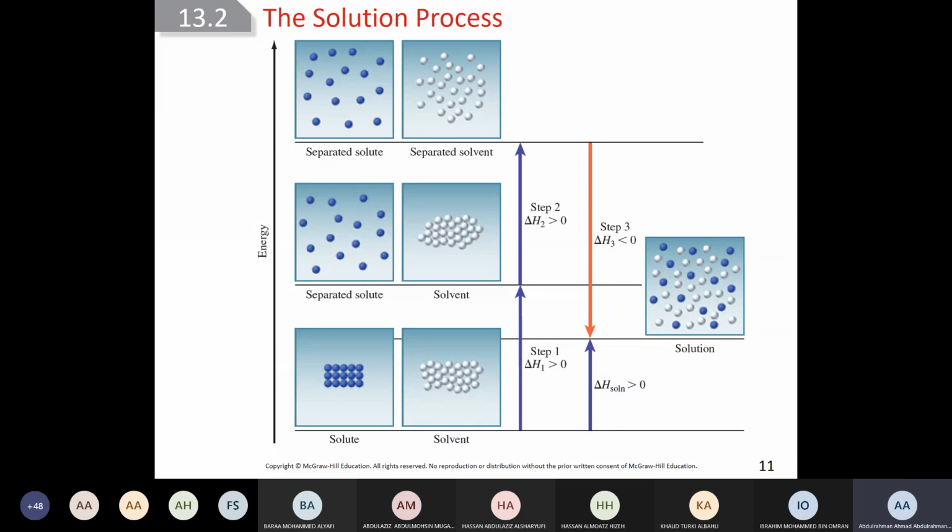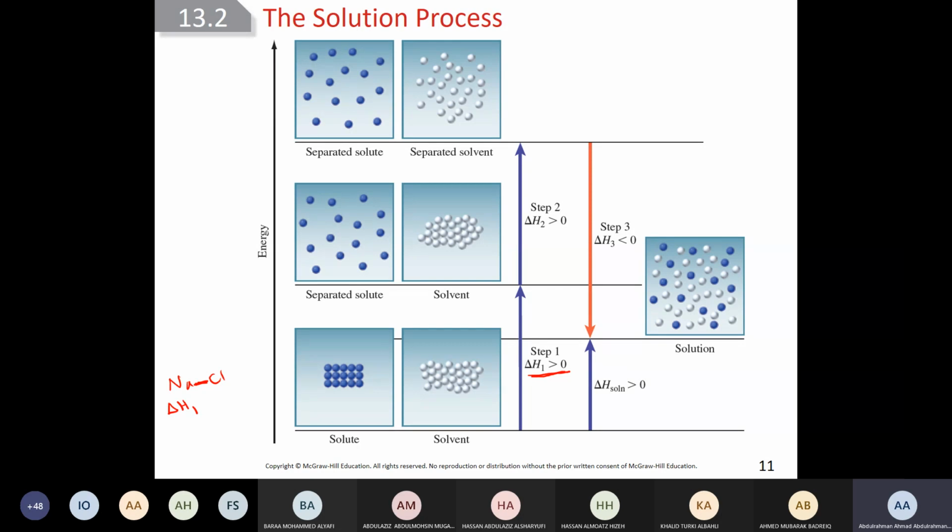Now, what are we doing when we make a solution? We are breaking the bonds between the solute. As we said, if we talk about NaCl, we're breaking the bond between Na and Cl. We need heat. This heat is delta H1. Clear? So what's delta H1? The heat needed for breaking the bond, which is the reverse of the bond energy.